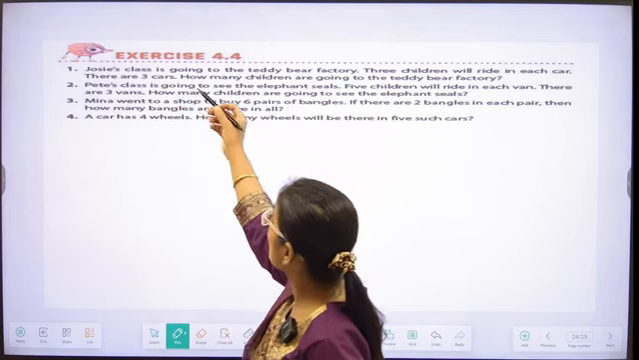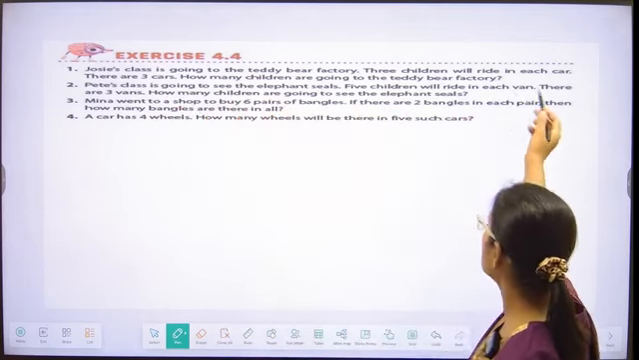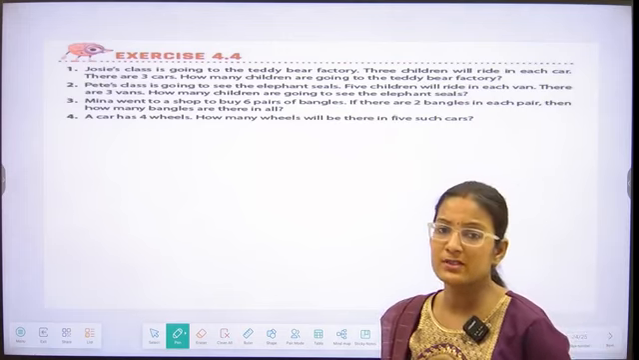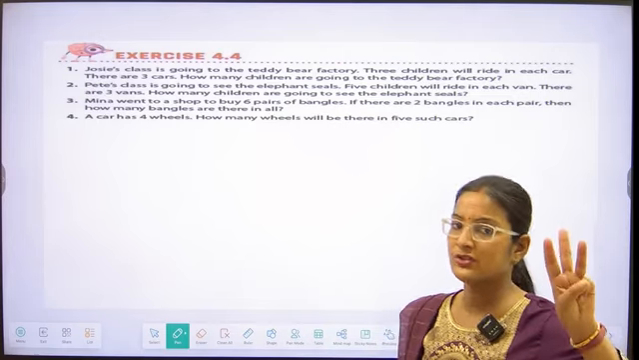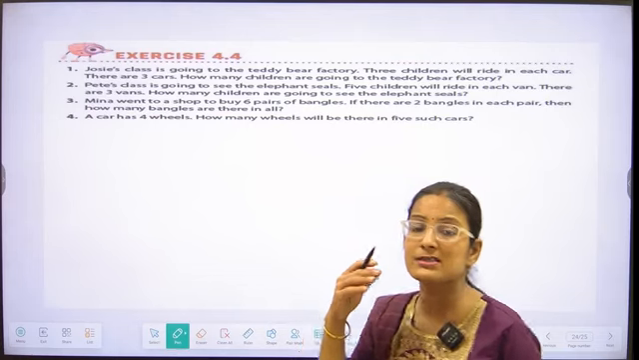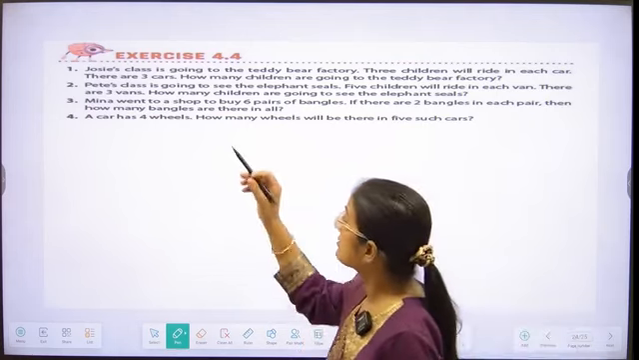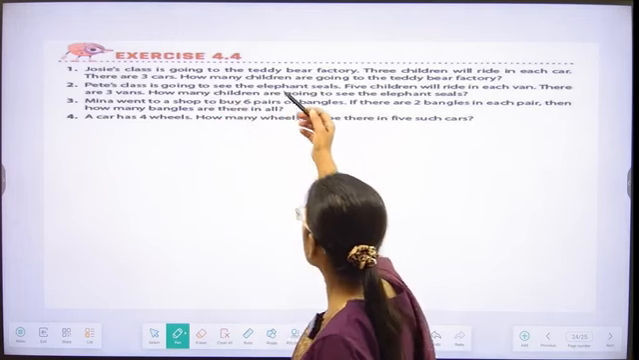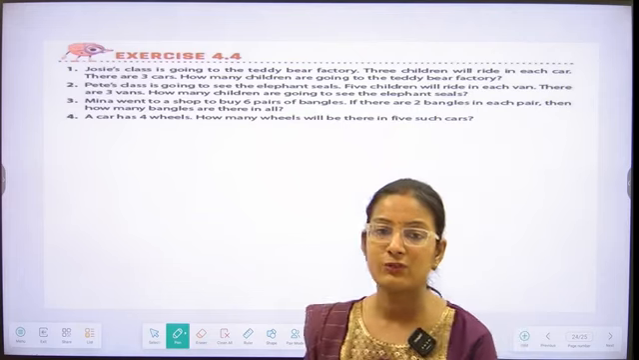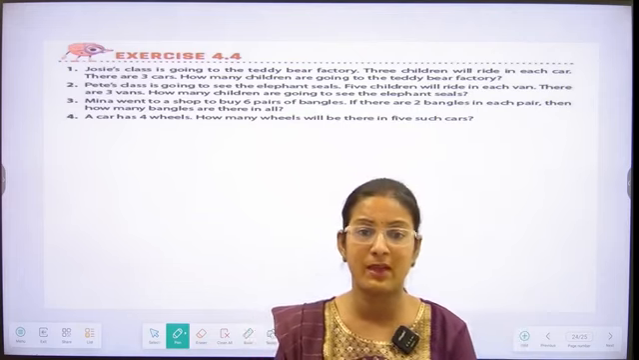Josie's class is going to a teddy bear factory. 3 children will ride in each car. So in each car, how many children ride? Only 3 children. There are 3 cars. And how many cars are they having? They are having 3 cars, student. So we have to tell how many children are going to the teddy bear factory.